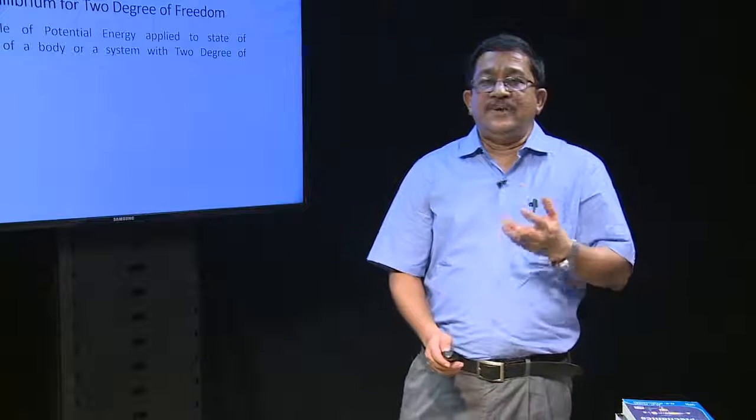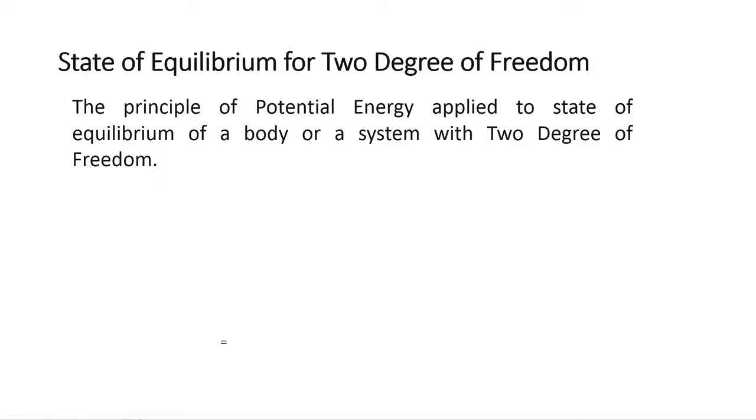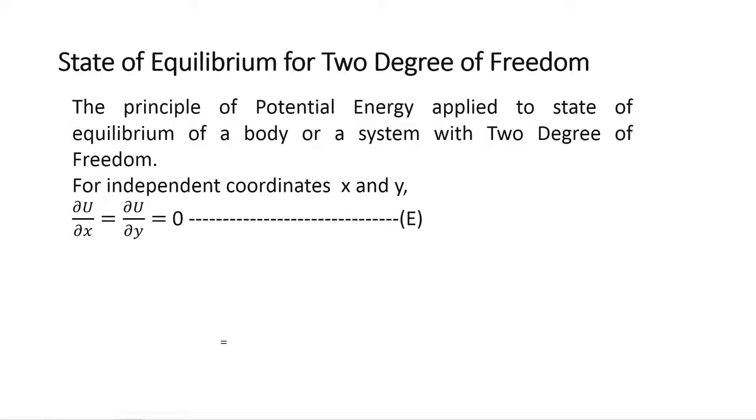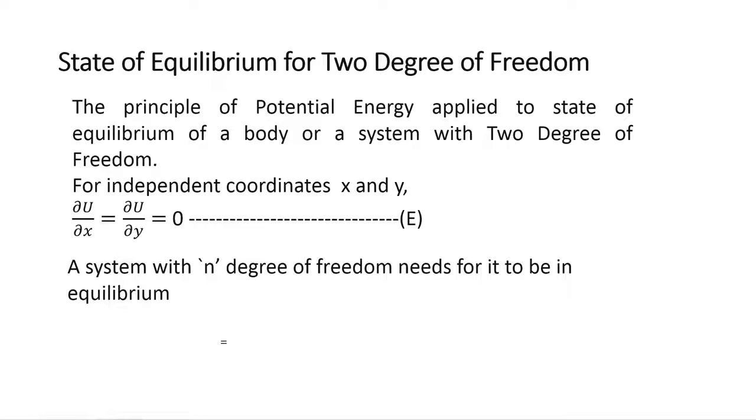Now the principle of potential energy applied to the state of equilibrium of a body or a system with 2 degrees of freedom. For independent coordinates x and y, we can write ∂U/∂x = ∂U/∂y = 0. Now a system with n degrees of freedom, for it to be in equilibrium, this is the condition: ∂U/∂xn = 0. This is the condition for the state of equilibrium for n degrees of freedom.